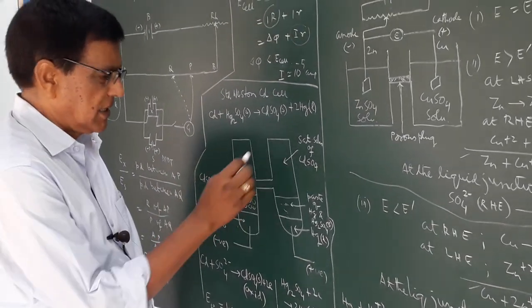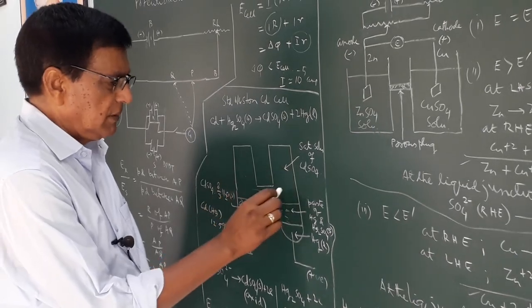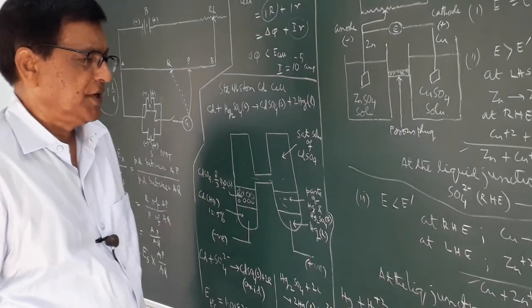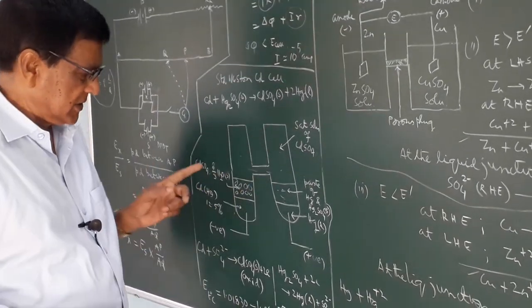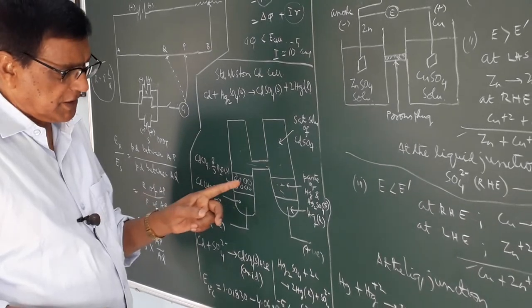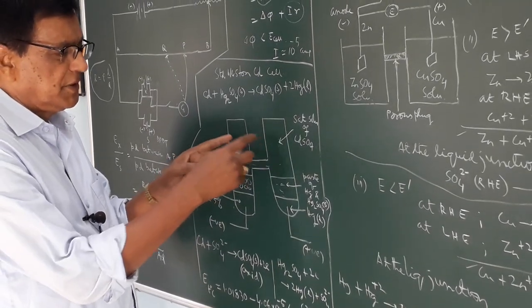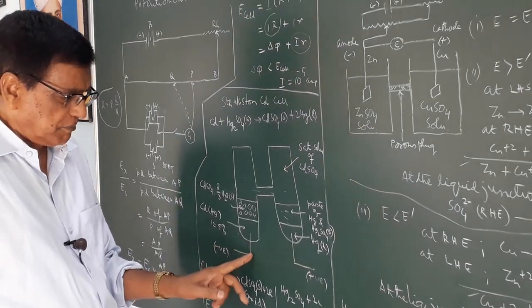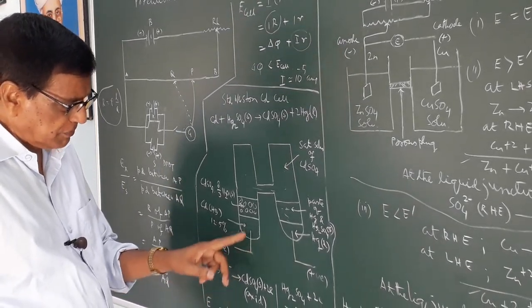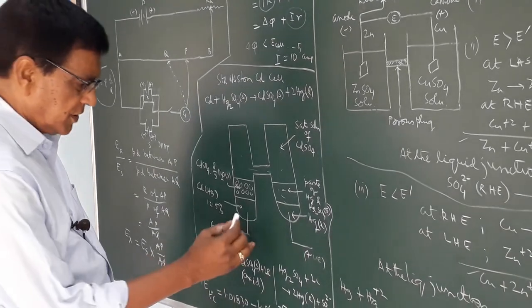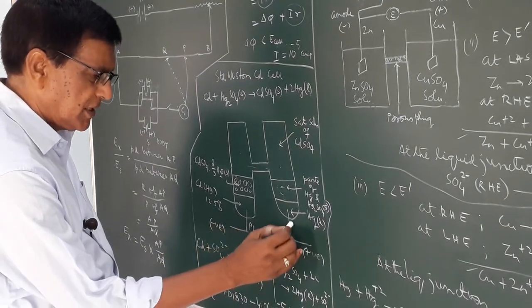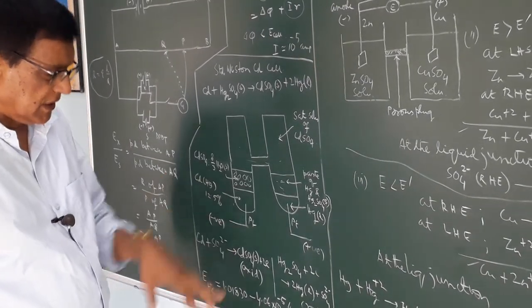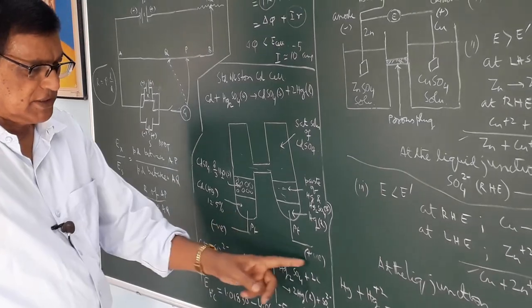Above these two limbs there is a saturated solution of cadmium sulphate. Since cadmium sulphate crystals remain here, this solution always remains saturated. Here a platinum wire is fixed, and here also a platinum wire is fixed. These connect the electrodes; this is the negative electrode and this is the positive electrode.